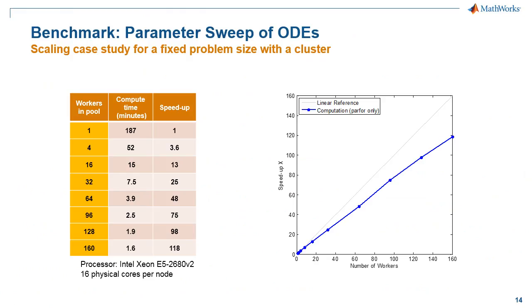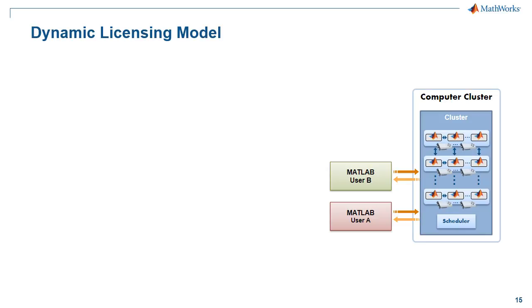Okay, here's a benchmark with the results I got. For that specific problem size, if I use only one worker, it takes 187 minutes to complete. But if I increase the number of workers, I can see how the computation time gets reduced. And when I get to 160 workers, I can see that my application is 118 times faster, which is really, really good.